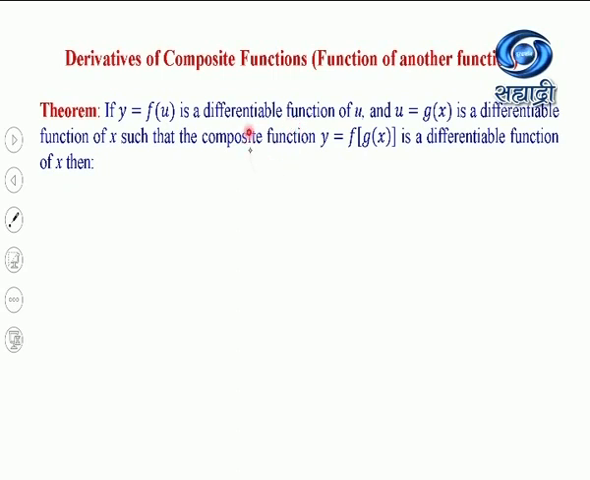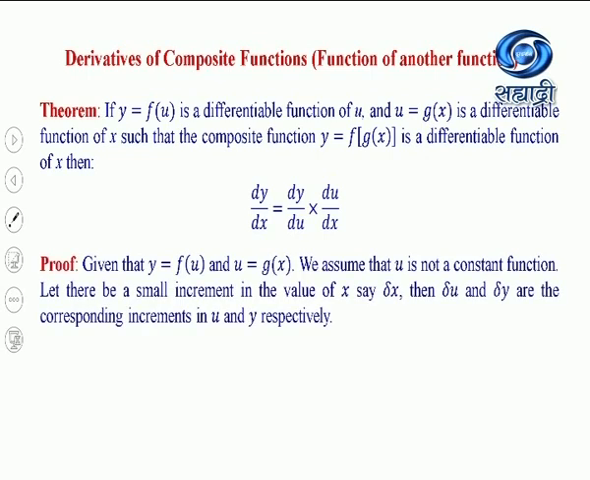That means the derivative exists and is finite. So here y is a function of u and u is a function of x, that means u equals g of x, such that the composite function y equals f of g of x is a differentiable function of x. Then dy by dx equals dy by du into du by dx. This is a very important formula for us.